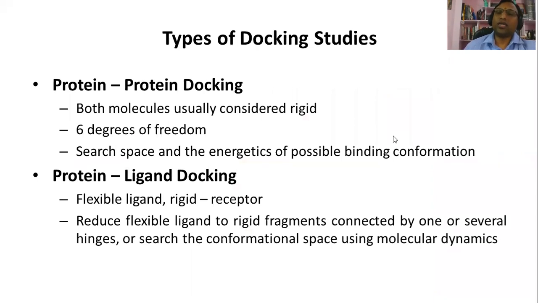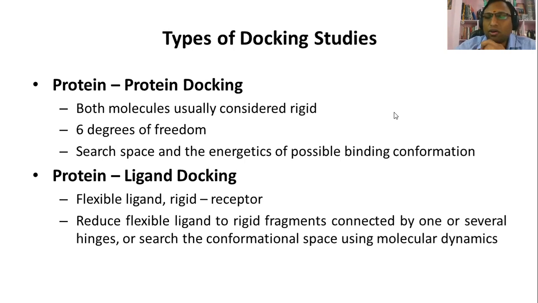As I said, there are two types of docking studies. The first type is protein-protein docking. Protein-protein docking means that both the molecules are usually considered rigid, meaning very strong. According to their angle, according to their torsion, everything, they are very rigid. The six degrees of freedom are there, along with the search space and the energetics of possible binding conformations.